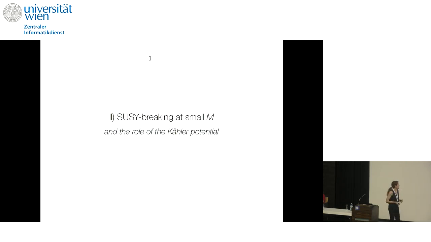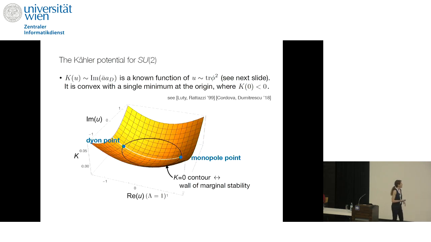So this brings me to part 2. Now we're going to discuss the supersymmetry breaking analysis in the small M regime. And so in particular, I need to tell you the properties of this Kähler potential, which is our supersymmetry breaking operator we're adding to the theory.